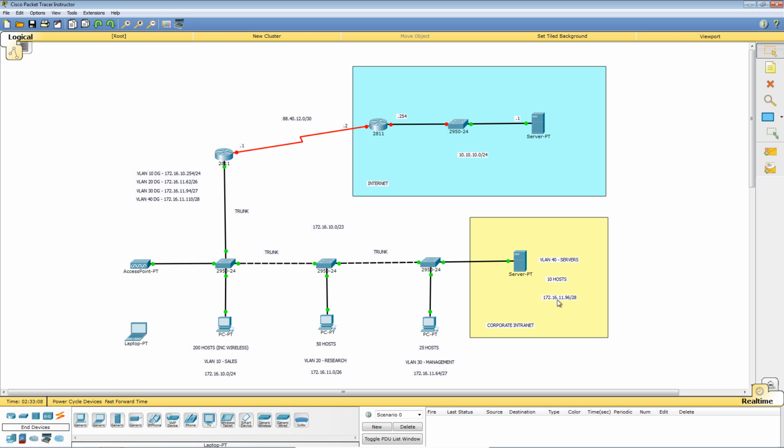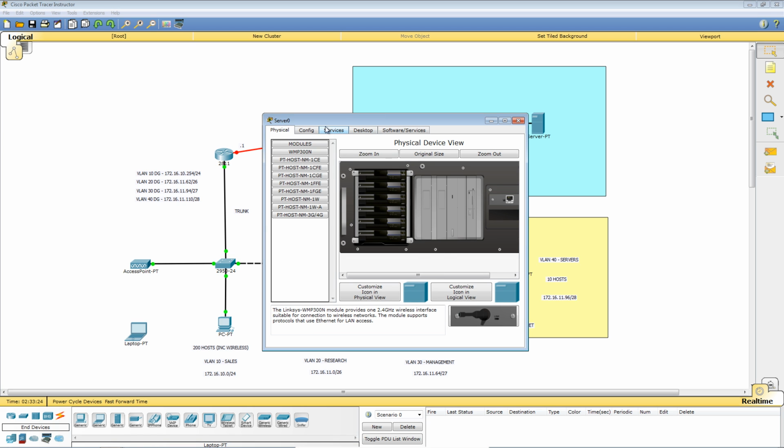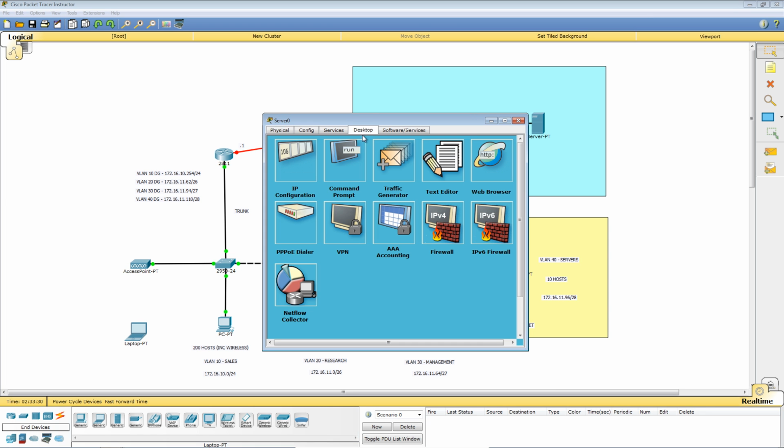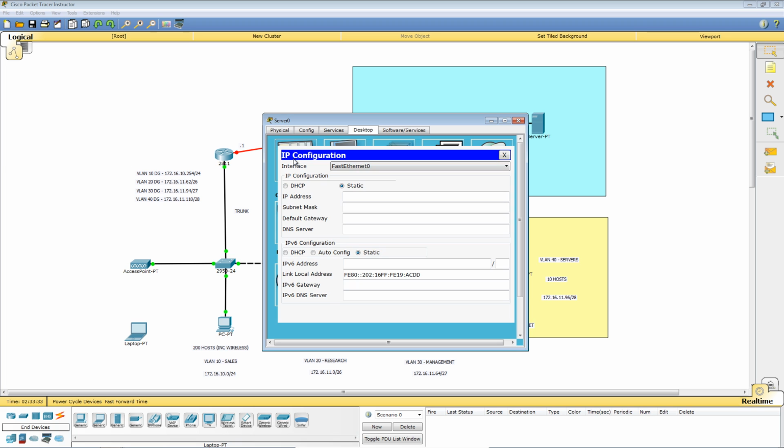This is the 172.16.11.96 VLAN. Sorry, 172.16.11.96 subnet. VLAN 40. Let's use the first IP address. That will be 97. Okay, so we click on the server, go to config. Actually, there's 2 ways of doing it. There's a quicker way. We'll go to desktop, go to IP configuration, make sure we've got static selected, and then just type the number in. 172.16.11.97. Okay, I'm going to hit tab.